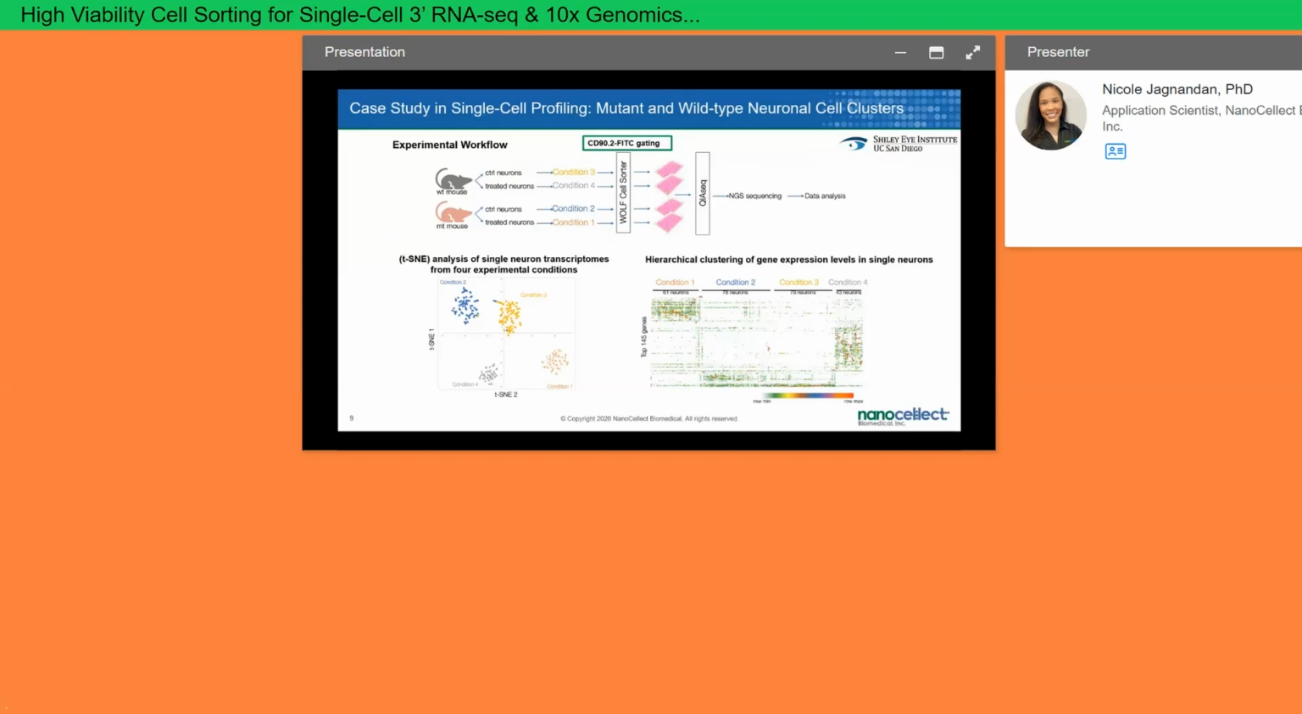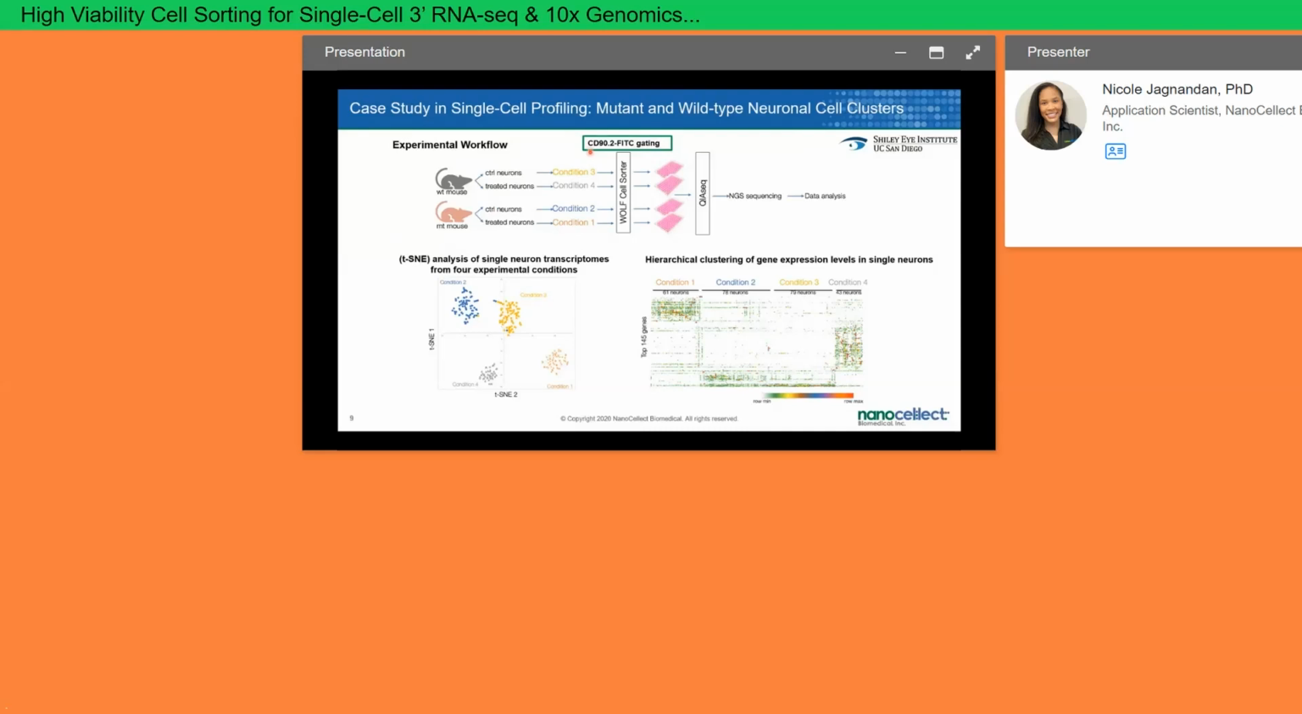So by using control neurons for each of those groups and then treating those eyes with IOP, so intraocular pressure, you can isolate those particular neurons from those retinas and then sort them on the Wolf via CD90.2 gating. So these four different conditions: the wild-type mouse, control versus IOP, and then the mutant mouse, control versus IOP. These four different sets of neurons then were sorted on the Wolf via CD90.2 FITC gating.